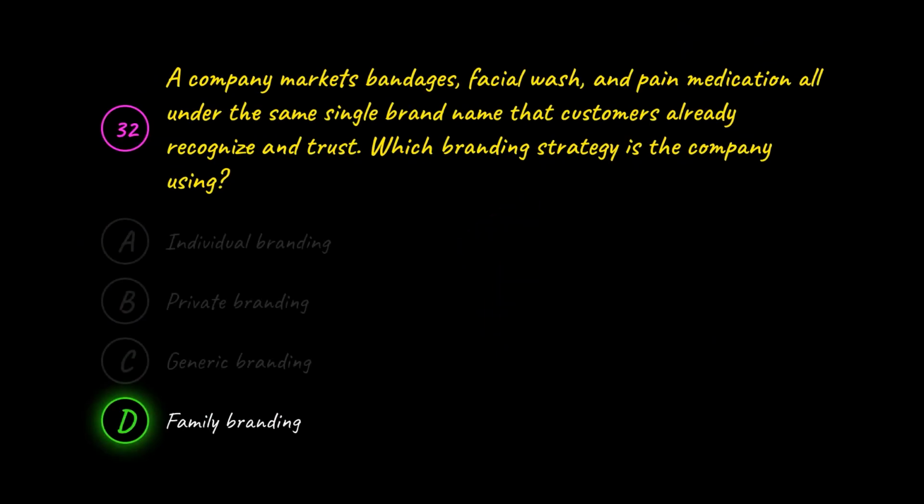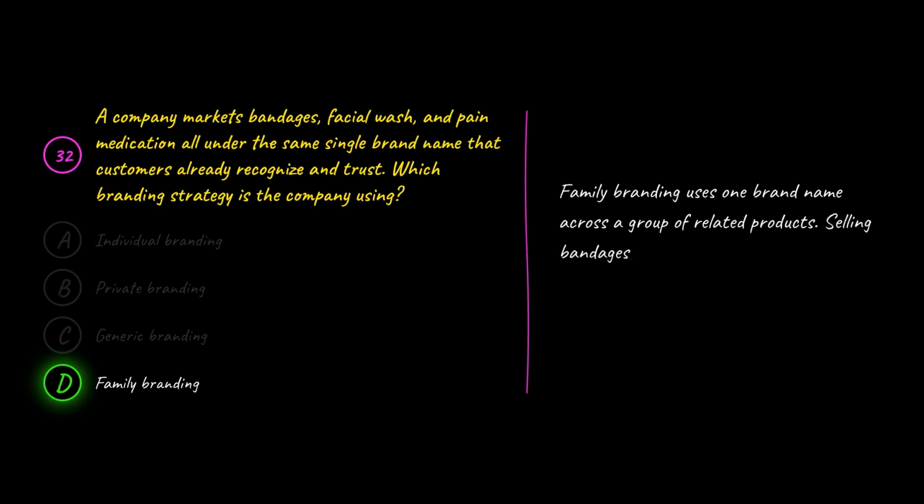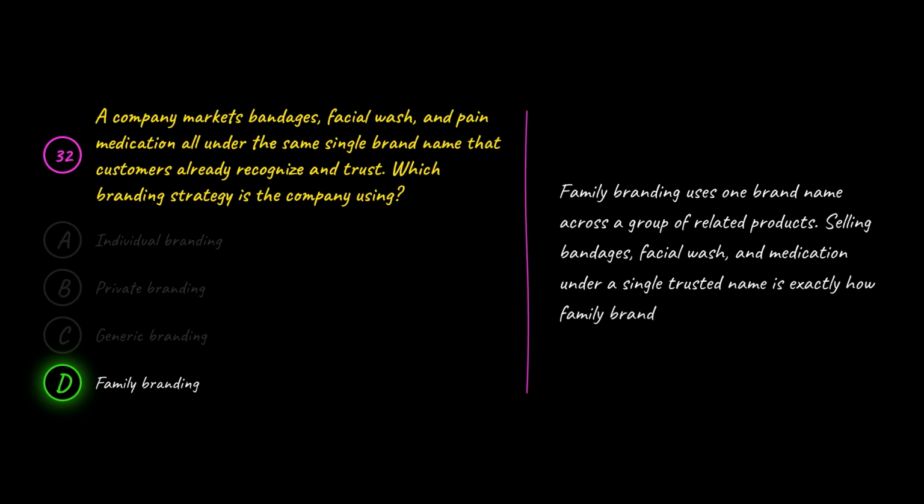The correct answer is D. Family branding. D is correct because family branding uses one brand name across a group of related products. Selling bandages, facial wash, and medication under a single trusted name is exactly how family branding works.